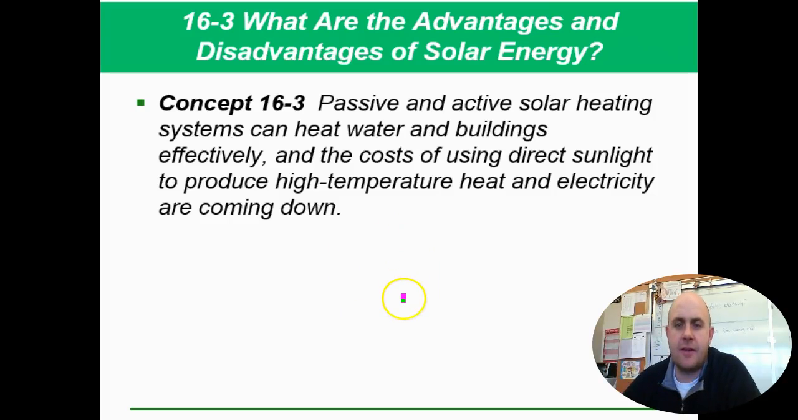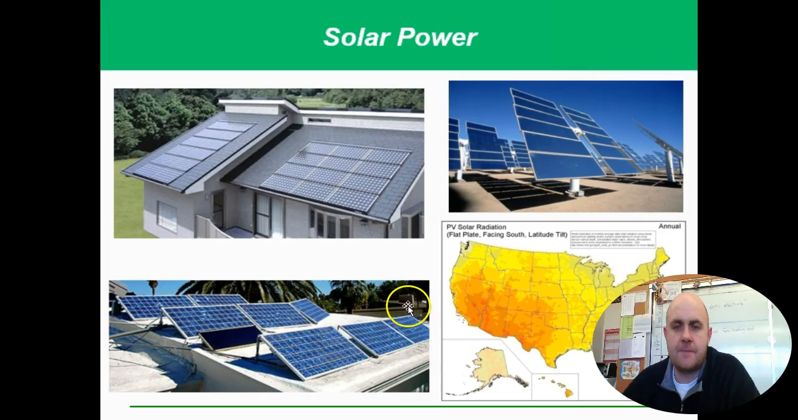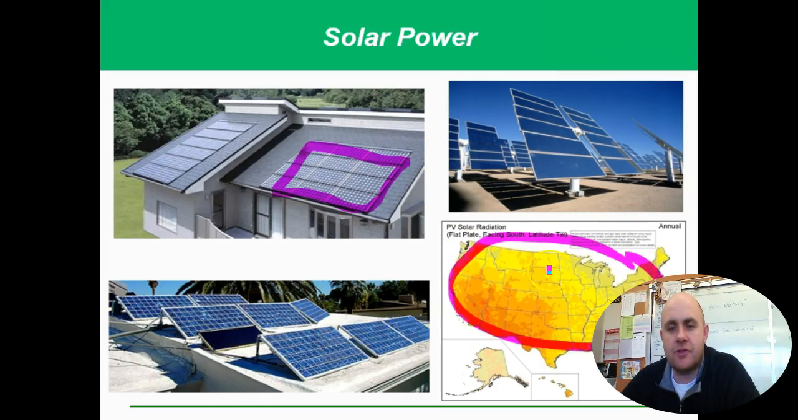All right, let's talk about the advantages and disadvantages of solar energy. Solar power comes in a series of variations, but these are examples of photovoltaic cells. These are panels that absorb the sun's energy and convert it into electricity, and that's a common way that we use solar power.